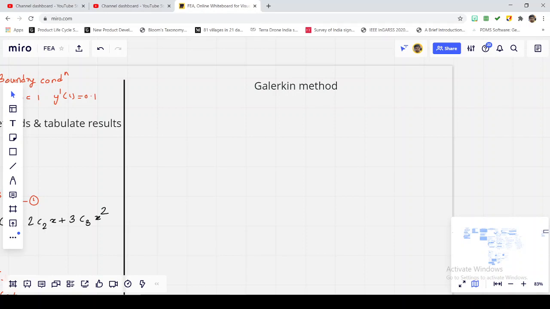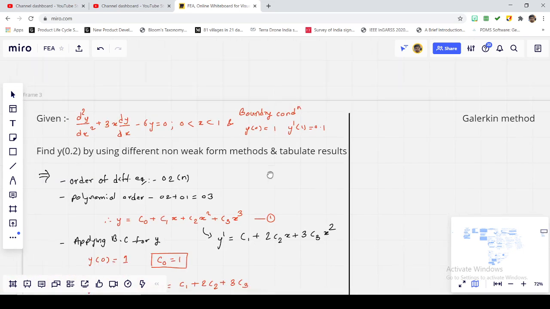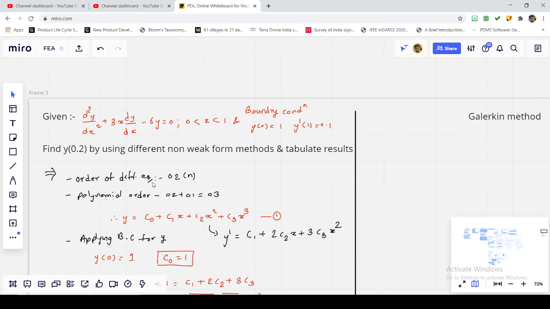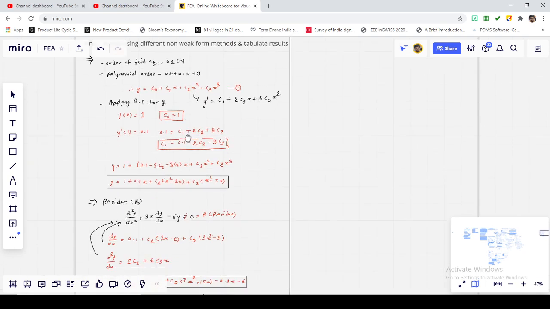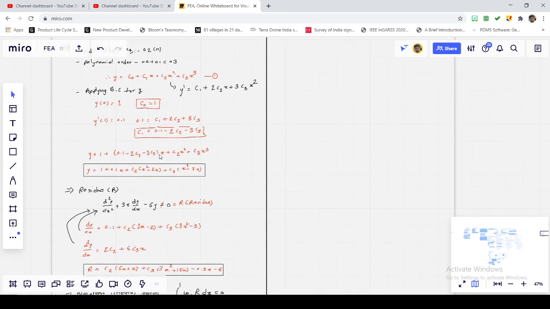I am Ameya, and today in this video we will be continuing our FEA methods, non-weak form weighted integral methods, and today we are starting with Galerkin method. In the previous video we just started with this problem, and we did the initial steps which we need to perform: approximation, residue, and finding the weighted integral form.